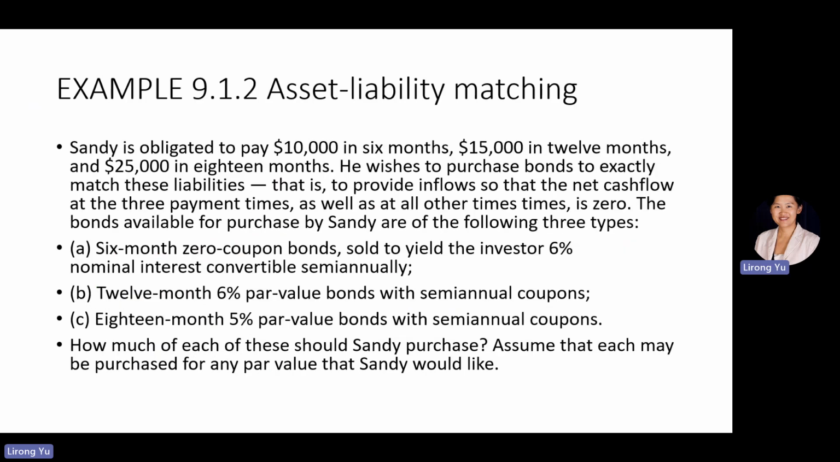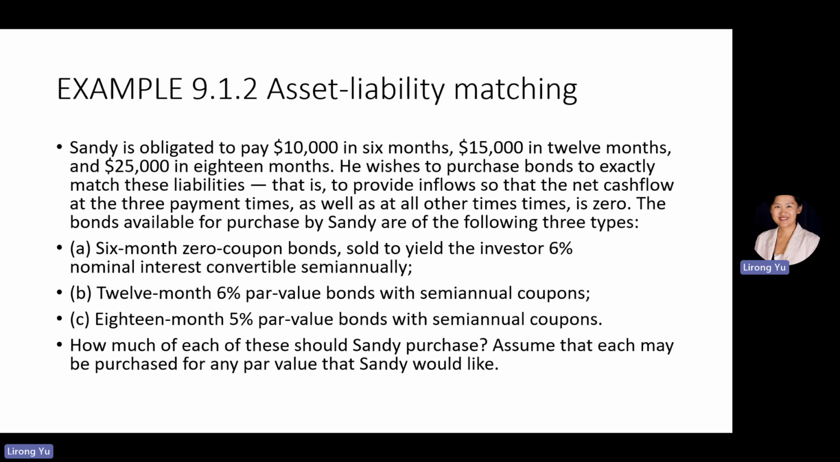All right, so let's start with the second example. Let's look at asset liability matching. Sandy is obligated to pay 10,000 in 6 months, 15,000 in 12 months, and 25,000 in 18 months. He wishes to purchase bonds to exactly match these liabilities. That is, to provide inflows so that the net cash flow at the 3 payment times as well as all other times is 0.